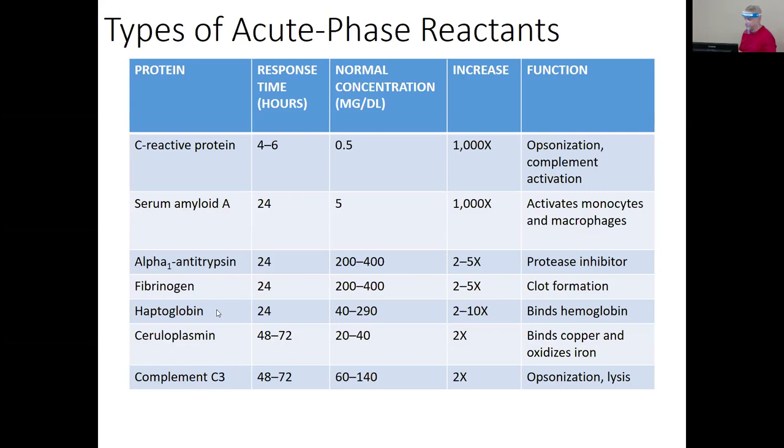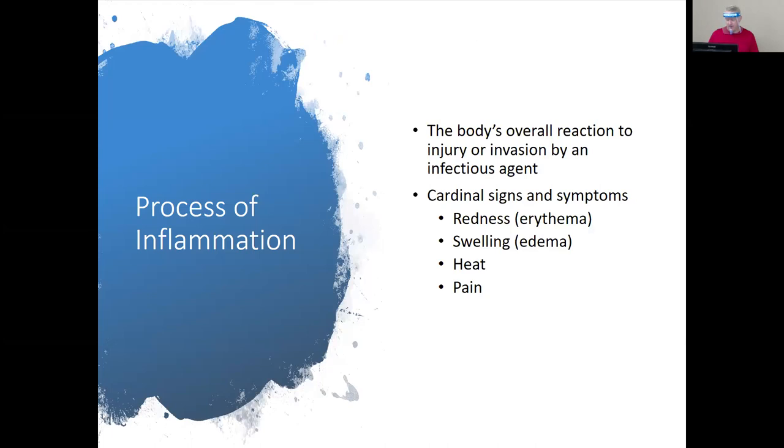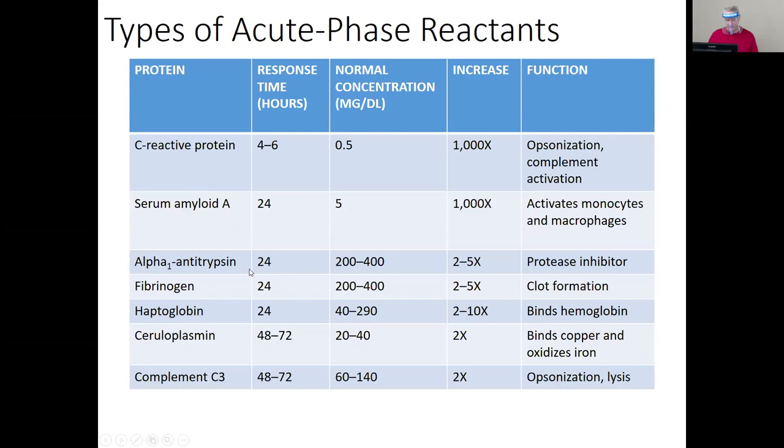How are we doing on time? A few more minutes. Alpha-1 antitrypsin, protease inhibitor. Is it hard? I think it is an indicator. I remember seeing it, but I want to say I'm thinking more Lipo A. Lipo A is more of an indicator for heart. But you think alpha antitrypsin is?